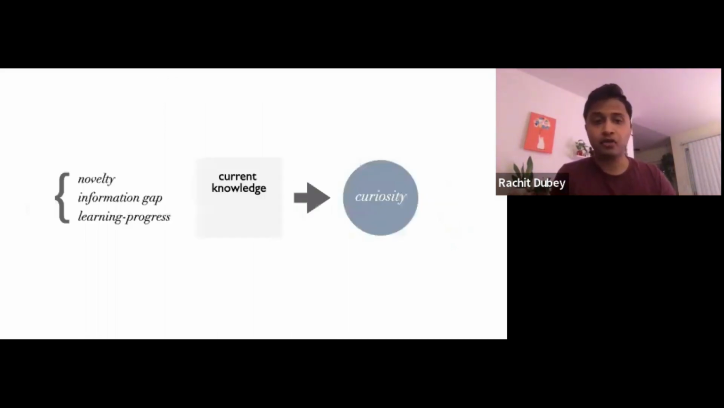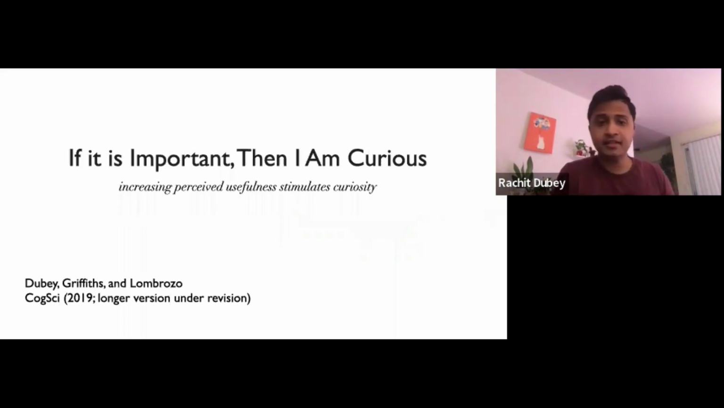And this point about usefulness is especially interesting because curiosity is primarily considered to be driven by non-instrumental considerations. But this suggests that curiosity can also be influenced, perhaps, by instrumental considerations such as perceptions of usefulness. And inspired by this, we have a paper where we explore whether we can stimulate curiosity by manipulating the perceived usefulness of a topic.